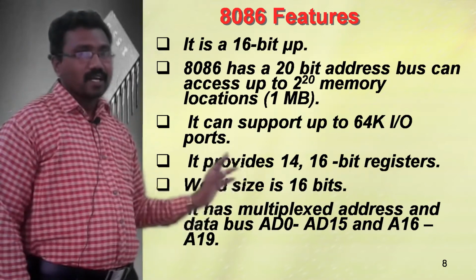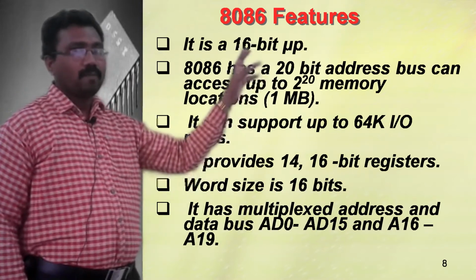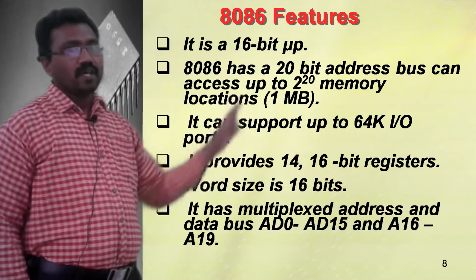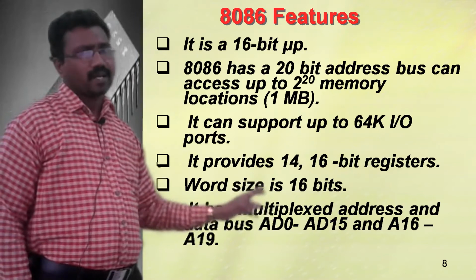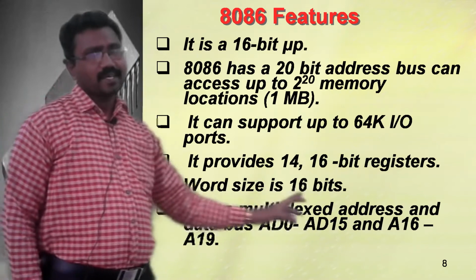The word size depends on the data bus width. The number of data lines in the 8086 is 16. That means at a time the processor can access 16 bits of data from the memory. That's why the word size is 16 bits.